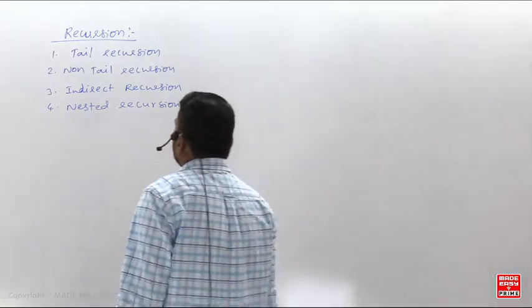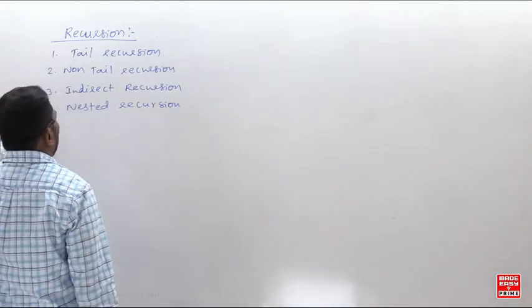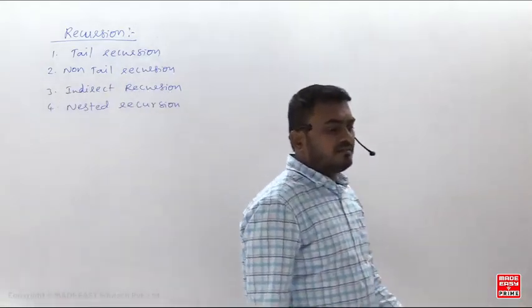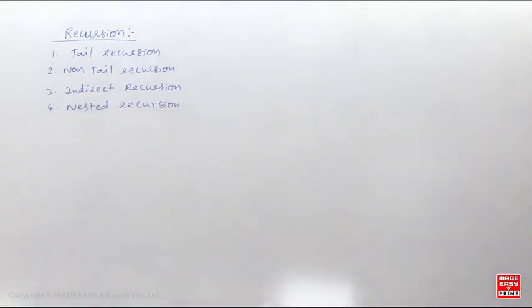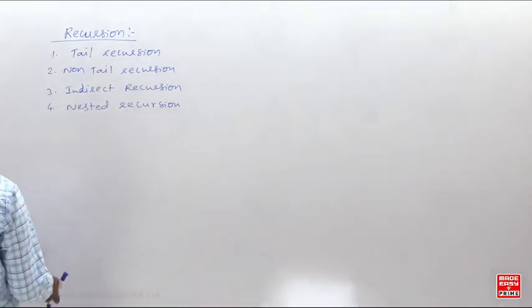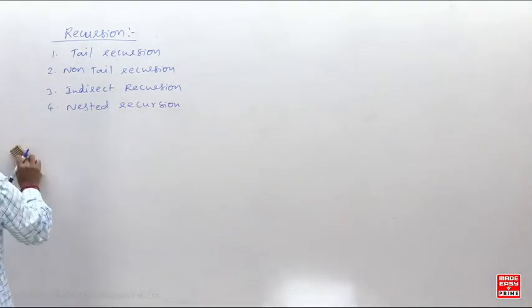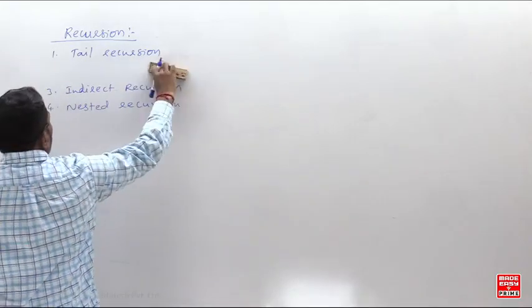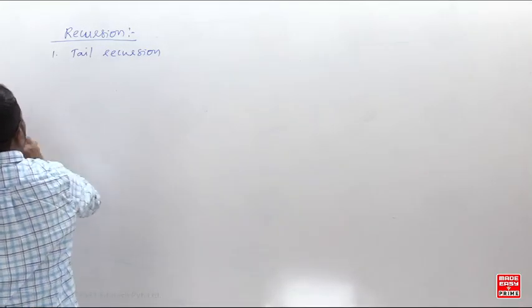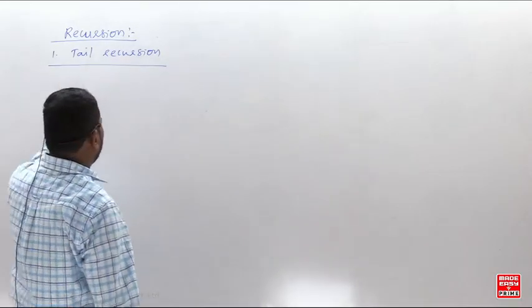Right. So recursion is categorized into 4 types: tail recursion, non-tail, indirect, and nested. Copy this. Right. So first, we'll start with the first one. Note down. Keep the heading tail recursion. So number 1, tail recursion.